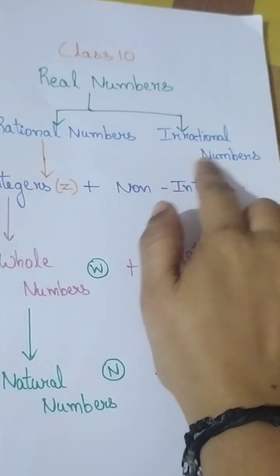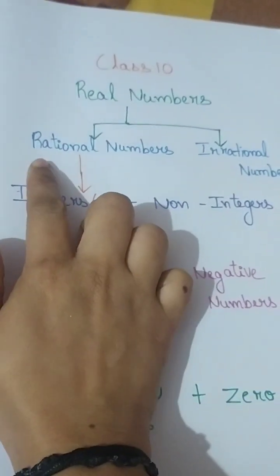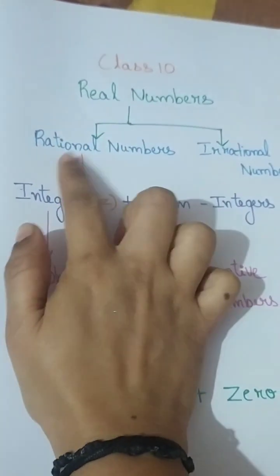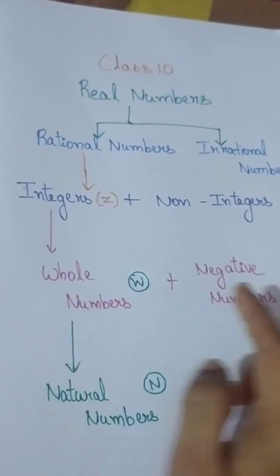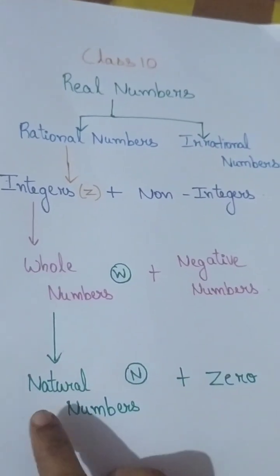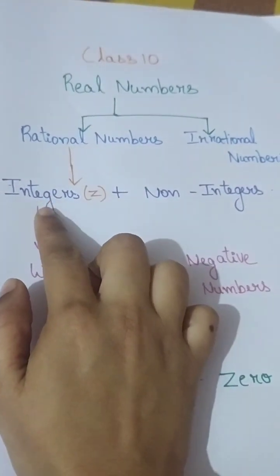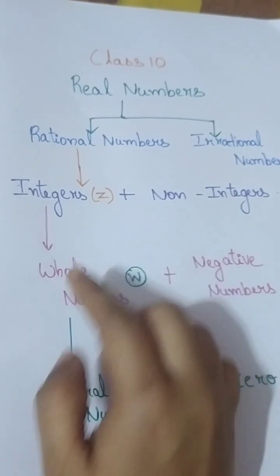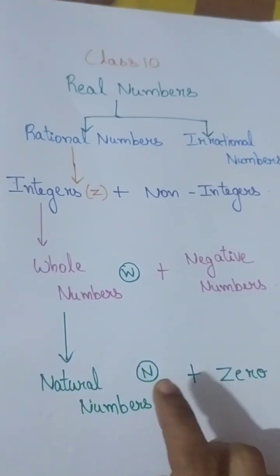There is no further division for irrational numbers. We have to divide only rational numbers. Rational numbers will be divided into integers, non-integers, whole numbers and negative numbers, natural numbers and 0. So we represent integers as Z, whole numbers as W, natural numbers as capital N.